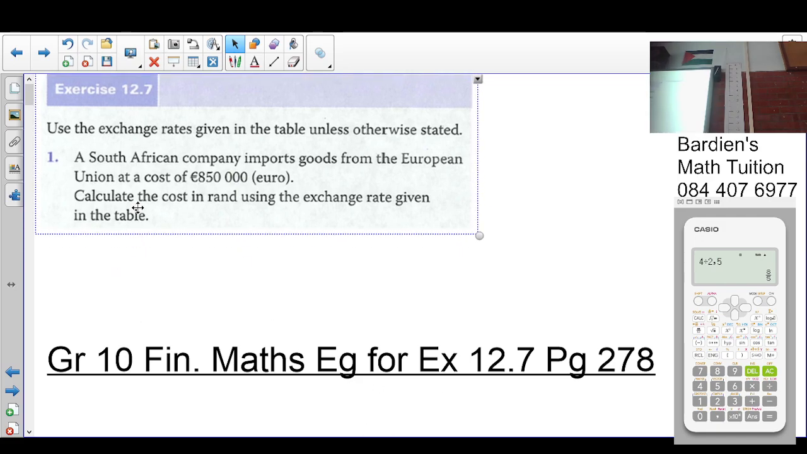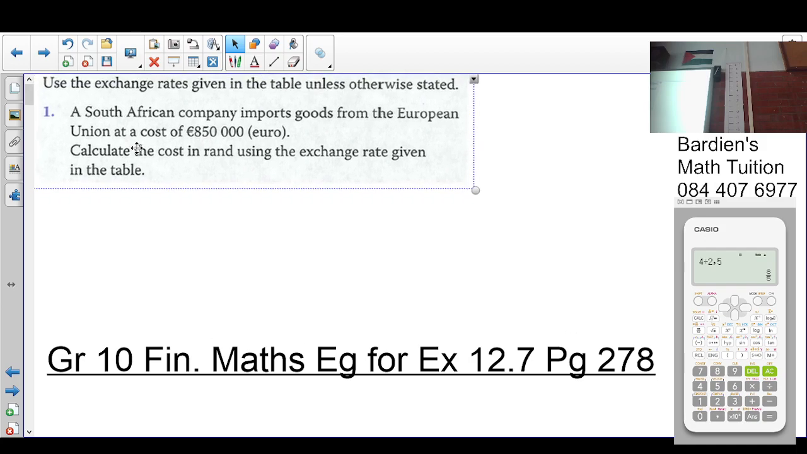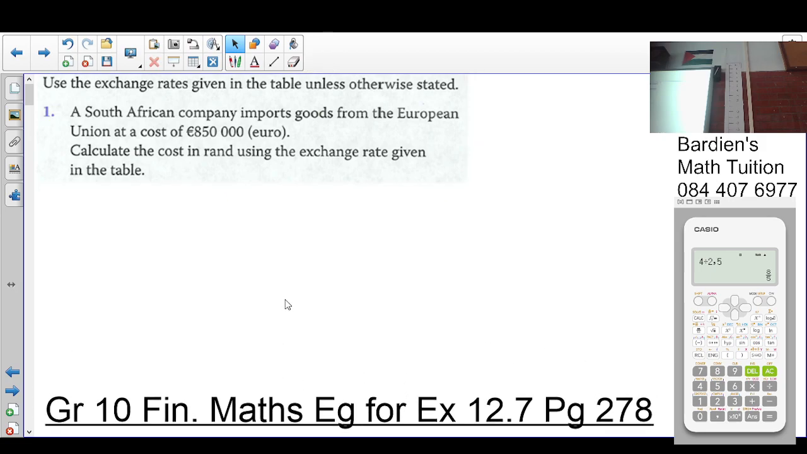So the exchange rate given in the table and this otherwise was using the exchange rate on the table that we discussed in yesterday's lesson. A South African company imports goods from the European Union at a cost of 850,000 euros. Calculate the cost in rands using the exchange rate given in the table. So 1 euro costs us 891 cents. Of course, as we indicated, this was a good couple of years ago. Okay, 13 years ago.